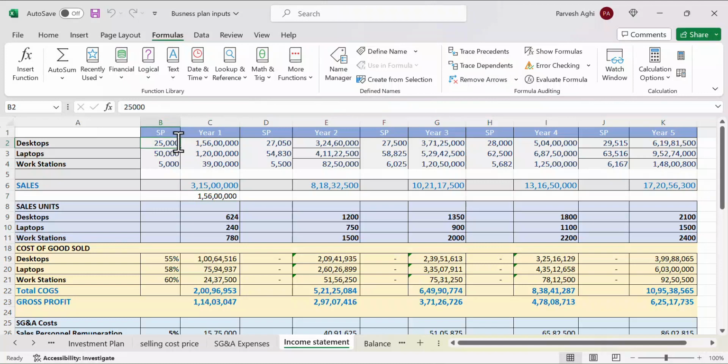So is that okay? Have you followed? So 1 crore 56 lakhs. So similarly, desktops, 1 crore 20 lakhs, which means 240 laptops multiplied by 50,000 laptop price. Is that okay? Fine. Now, workstations, 39,000. Okay, how did 39,000 come?